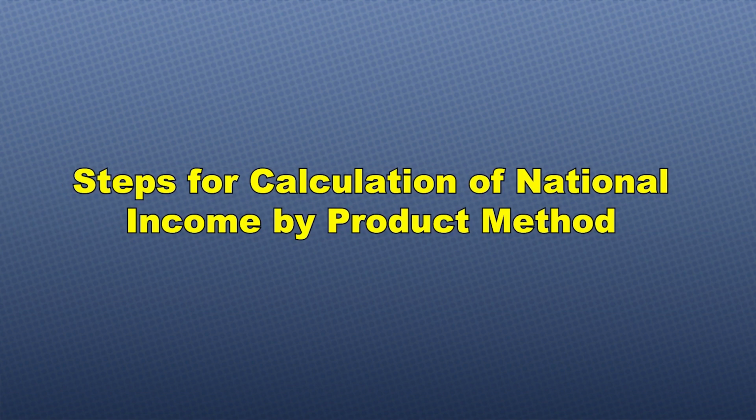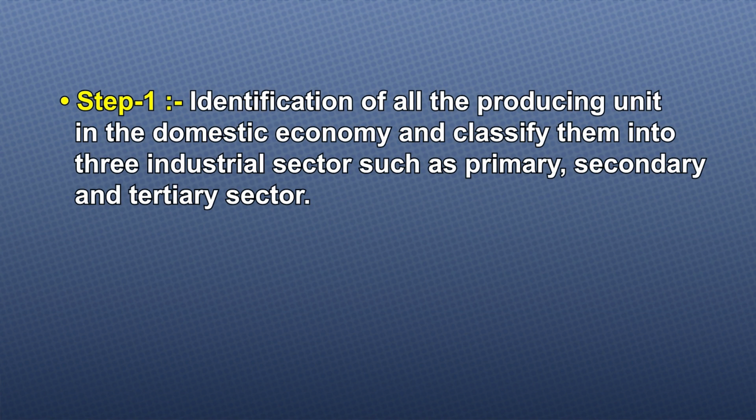So, national income is equal to domestic income plus NFIA. Students, now we will discuss the steps involved for calculation of national income by product method or value added method. Step 1: identification of all the production units in the domestic economy and classify them into three industrial sectors such as primary, secondary and tertiary sector.